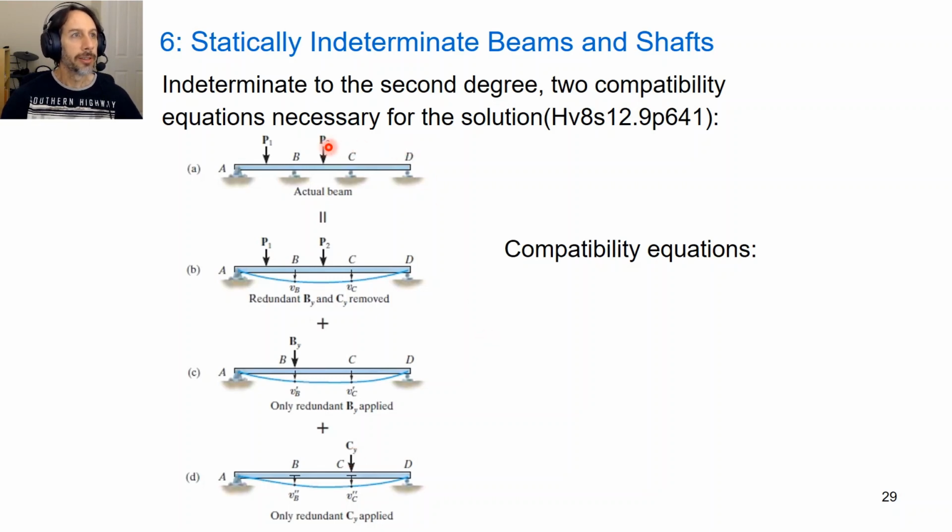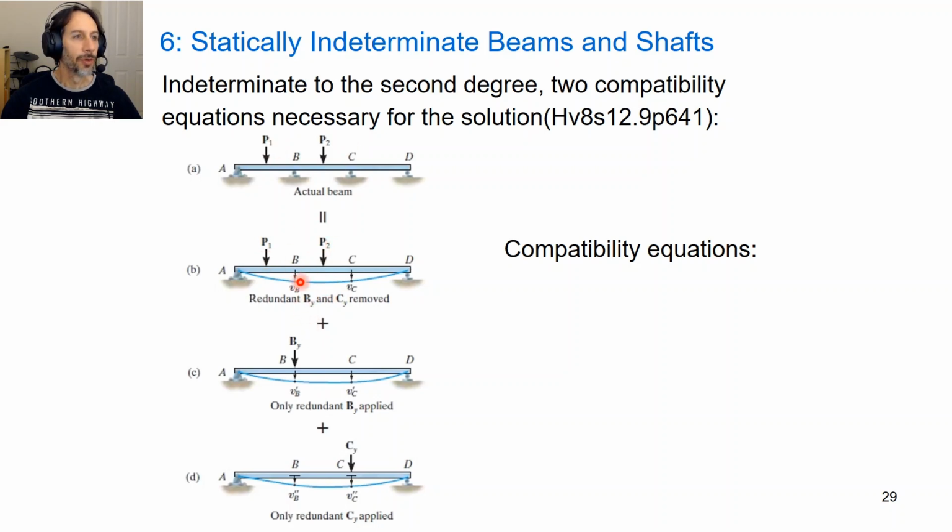Okay, so here's an example. We have a beam here with two intermediate supports, so we can see this is statically indeterminate. We remove those redundant supports and replace them with unknown forces. Then we'll have the first part of our superposition, where we have the beam with the original loading.